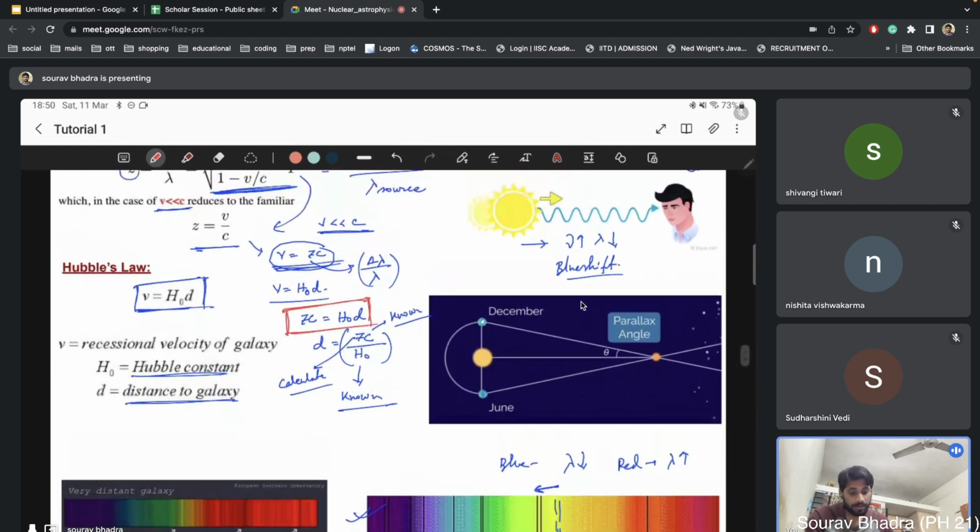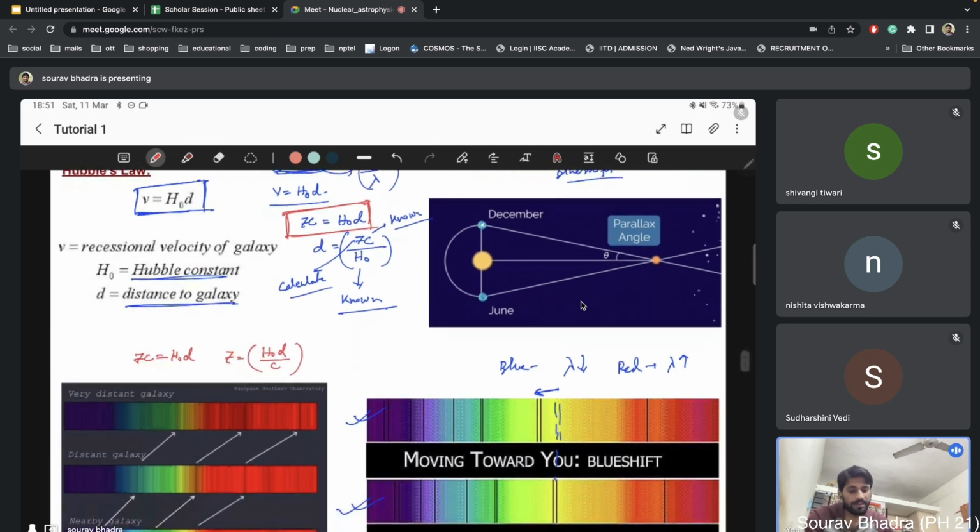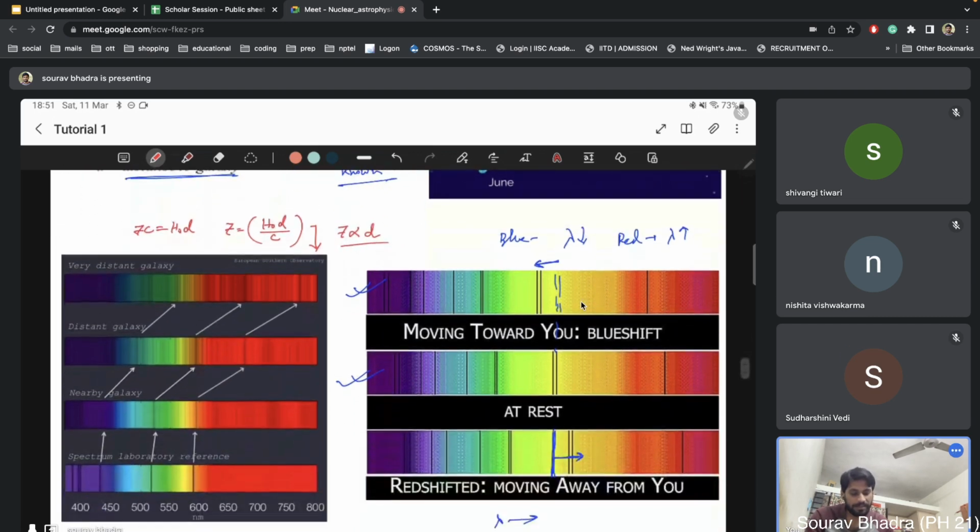So, as I was saying about this figure, you have Zc equals H0D, that means Z equals H0D by c. I am just trying to explain this figure. Z is linearly dependent on D. If your D is higher, that means your redshift is higher. So Z is proportional to D, because H0 and c are constants. That is exactly shown in this figure.